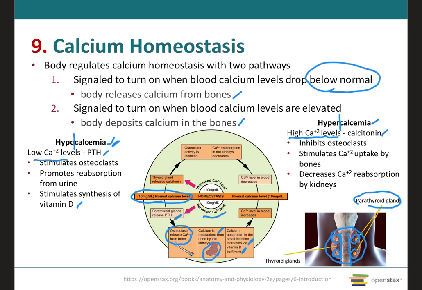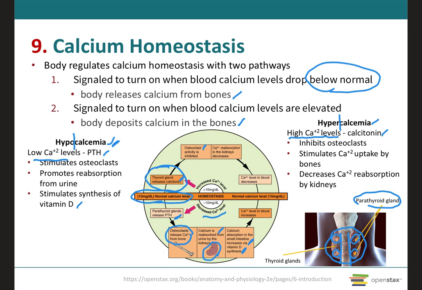For hypercalcemia, when blood levels of calcium get too high, the thyroid gland now is the one that's going to be stimulated to release a hormone called calcitonin, which will inhibit the osteoclast activity, and this will stimulate calcium uptake by the bones. In other words, there will be an increase of calcium being deposited in bones, and this deposition of the calcium in bones is performed by the osteoblasts.